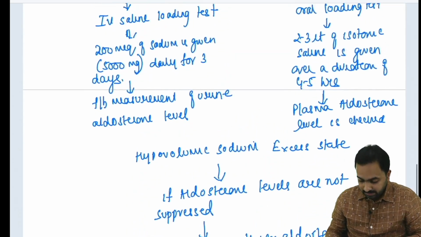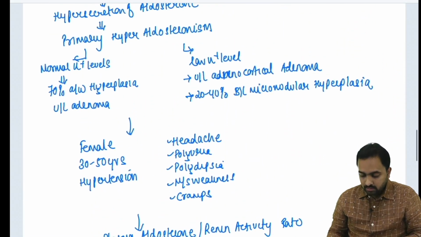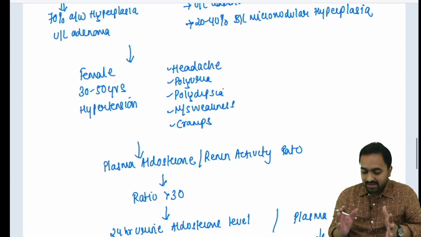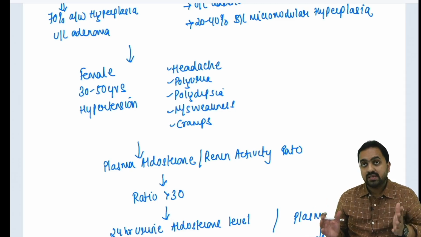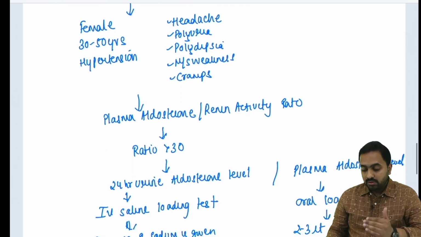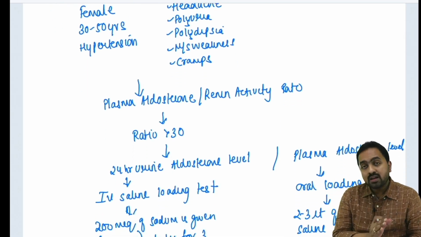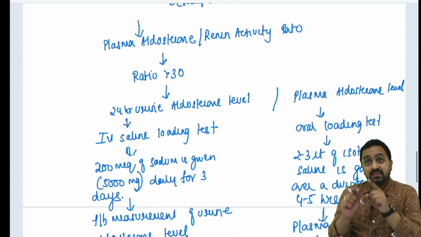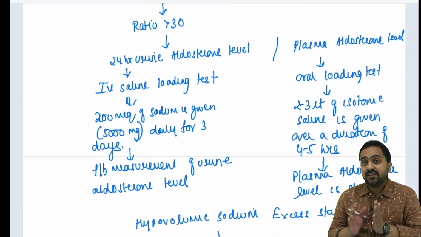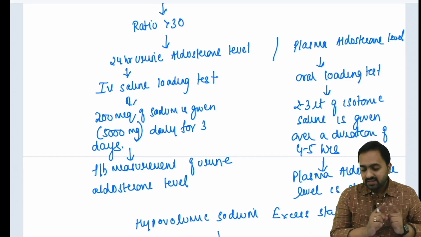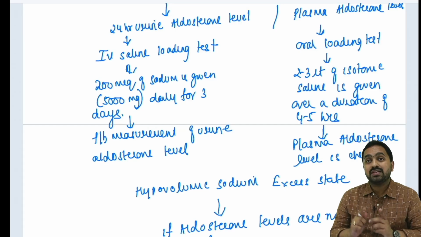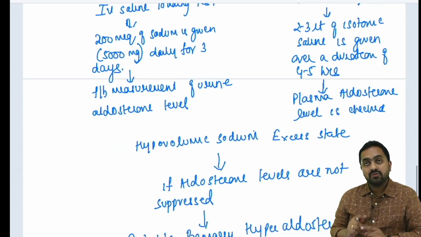So I again repeat from the beginning. Once we know that we have a patient of primary hyperaldosteronism with the clinical scenario, say a female of around 45 years of age presenting with hypertension, we would do our first test, which would be the plasma aldosterone and renin activity. Now, if this ratio is more than 30, then I would do my IV saline and oral saline loading test. In case of IV saline loading test, we give 200 milliequivalent of sodium, which is equal to 5000 milligrams sodium daily for 3 days, followed by measurement of urine aldosterone level.